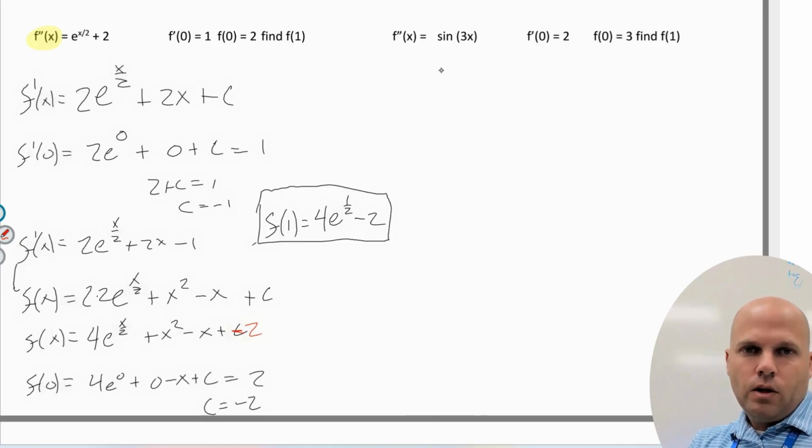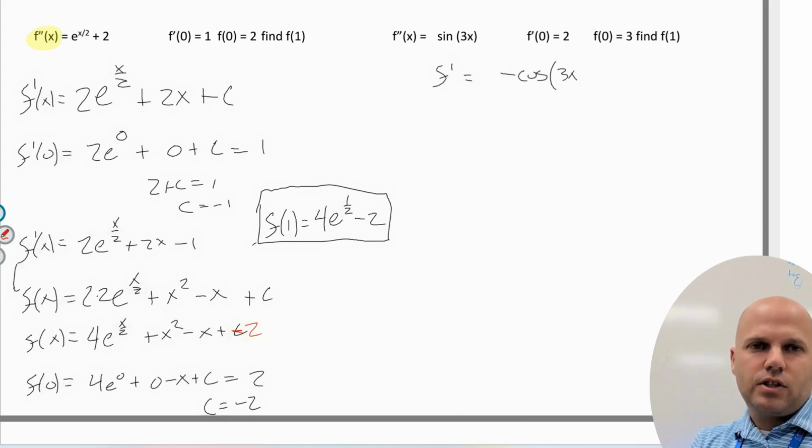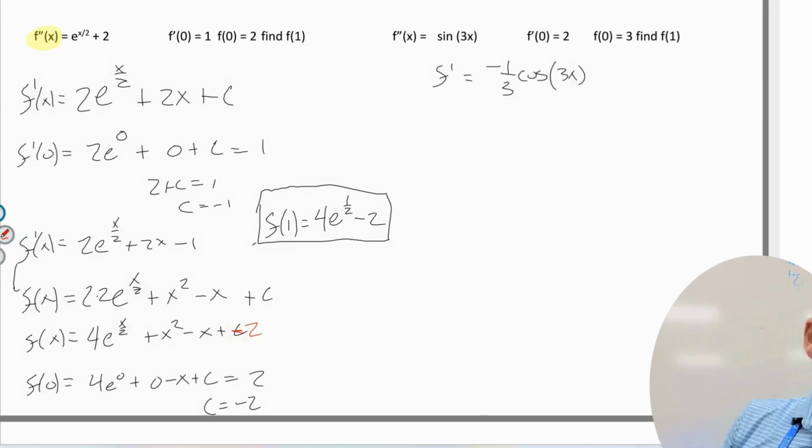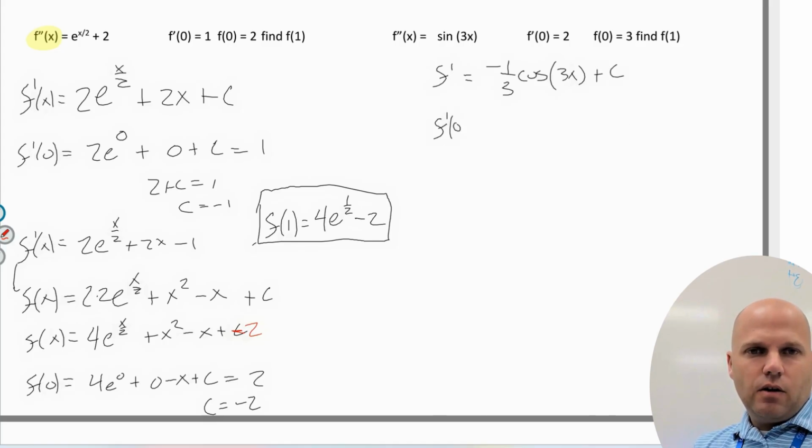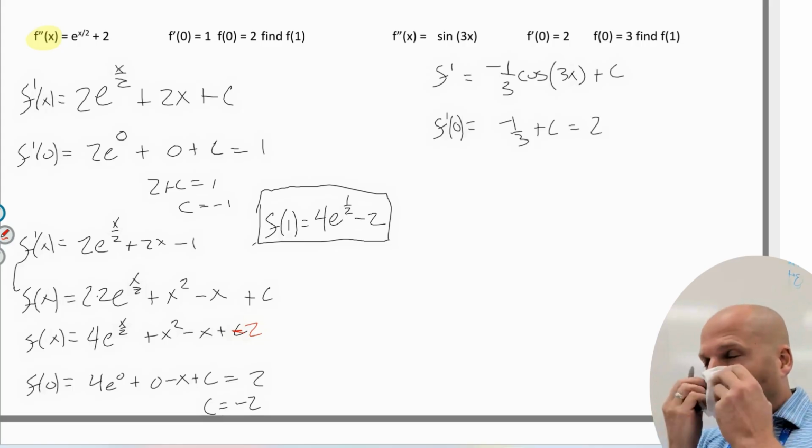Ooh. Go backwards. The antiderivative of sine is negative cosine. What starts in the parentheses stays in the parentheses. The derivative of the inside is a 3. I don't want the 3, which is why I need a 1/3, and then it'll make a negative 1/3. Don't forget your plus c. F prime of 0 is 2. The cosine of 0 is 1. We'll go with that.